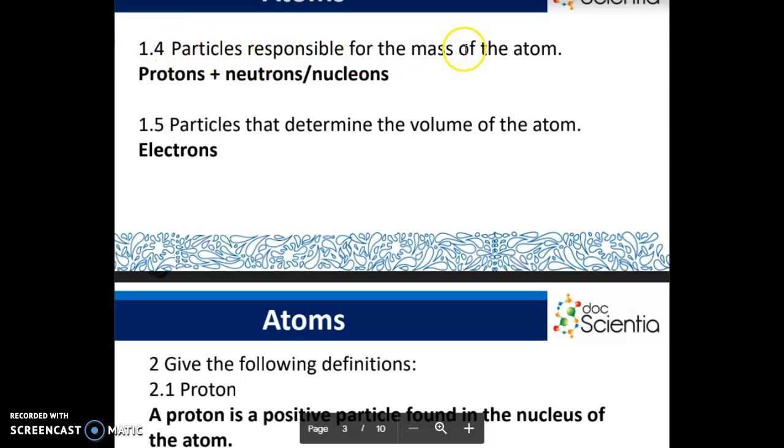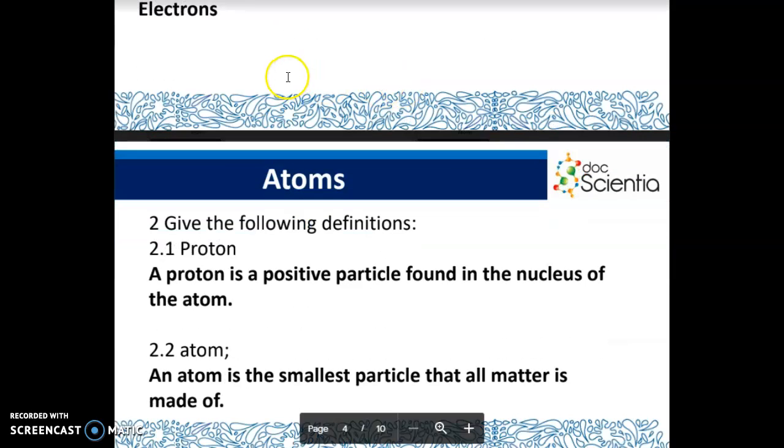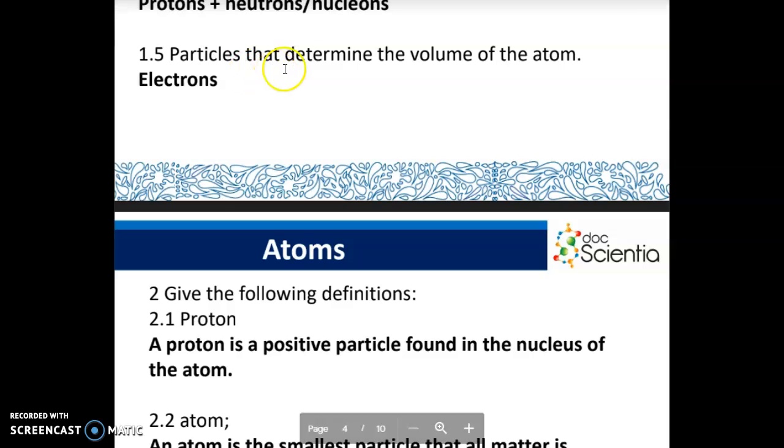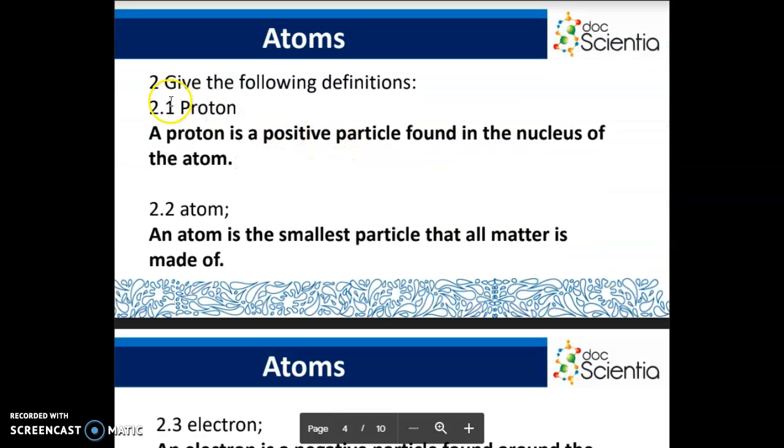1.4. Particles responsible for the mass of the atom, protons and neutrons, and together they make nucleons. 1.5. Particles that determine the volume of an atom, electrons. Number 2. Give the following definitions. The definition of proton. A proton is a positive particle found in the nucleus of the atom.